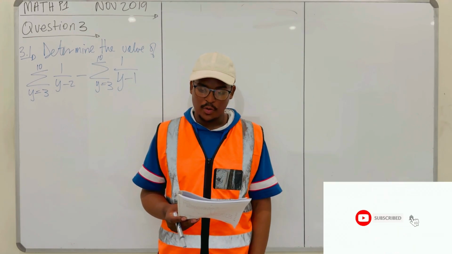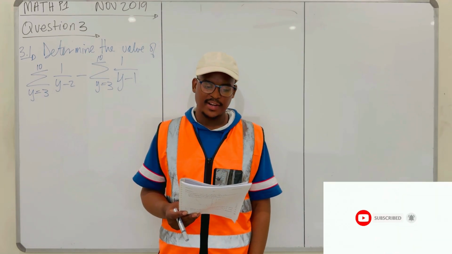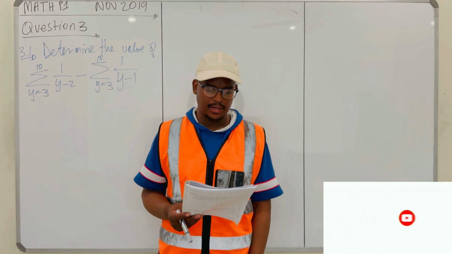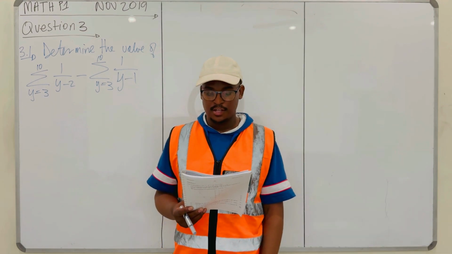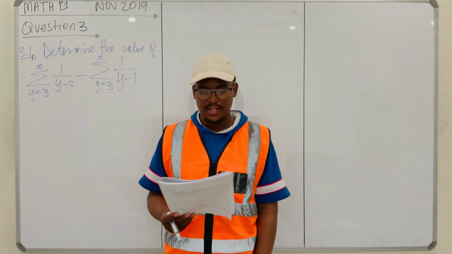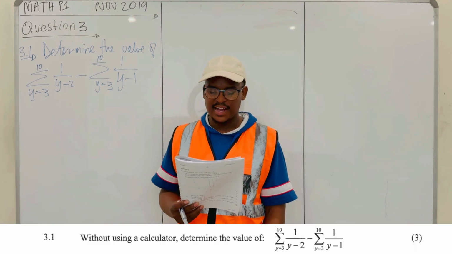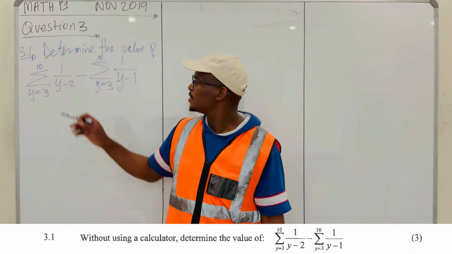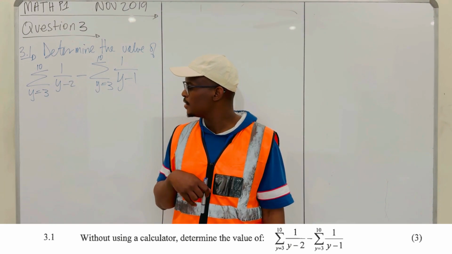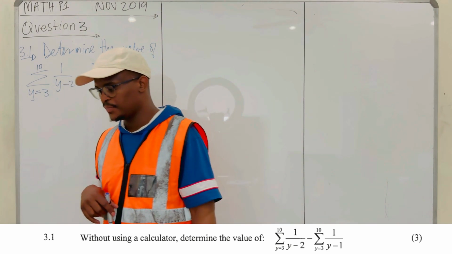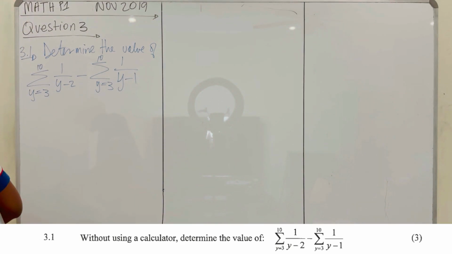So in this video, we're doing question 3 of the November 2019 question paper, Mathematics Paper 1. It's about series or sequences. So let's go. At 3.1, they are saying, without using a calculator, determine the value of this expression. No problem. So, how do we do this?